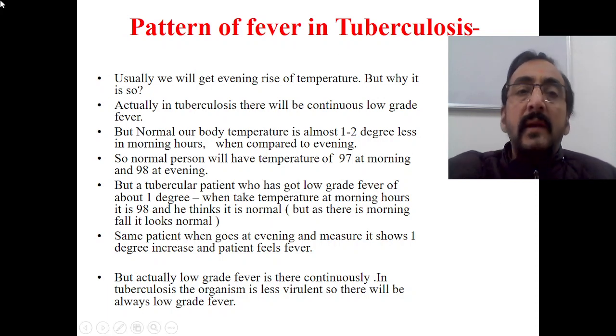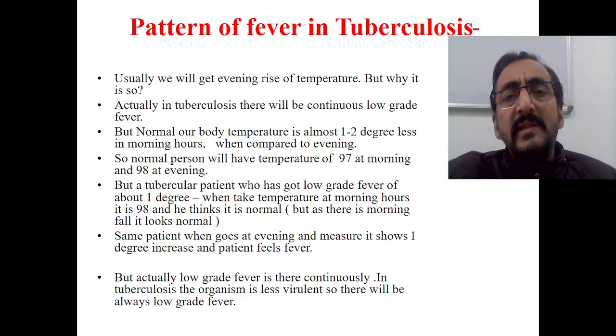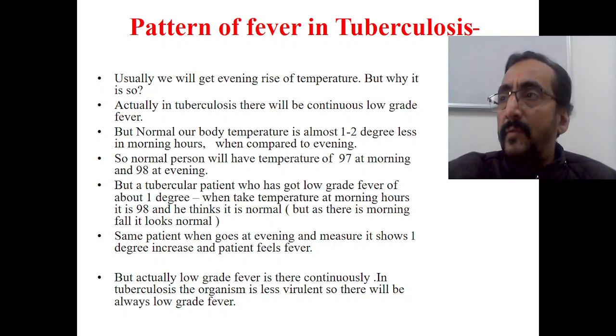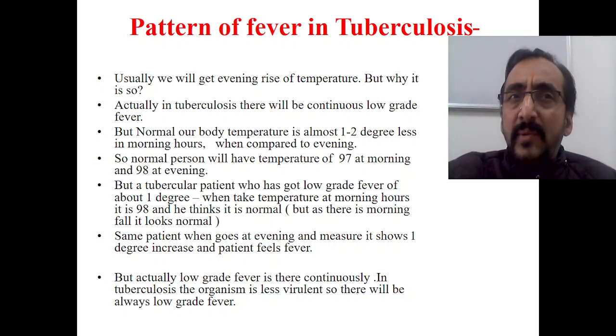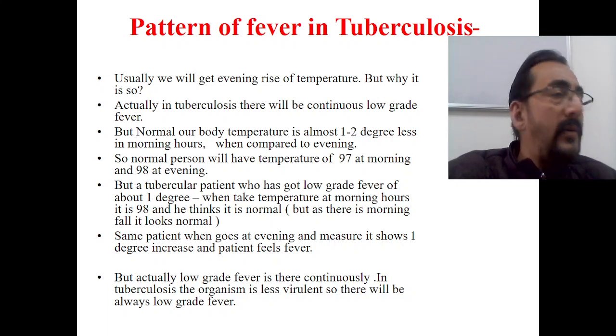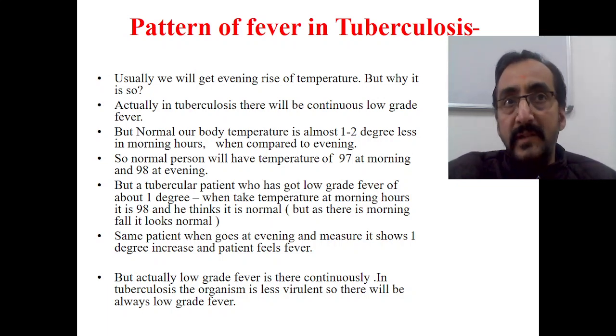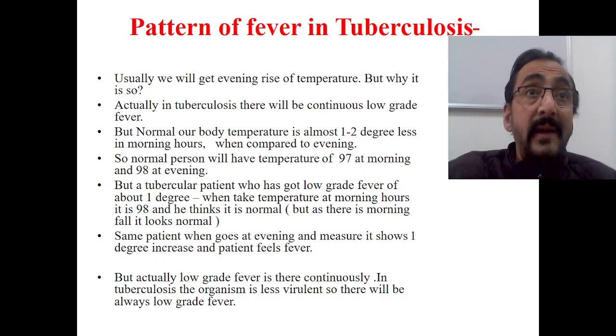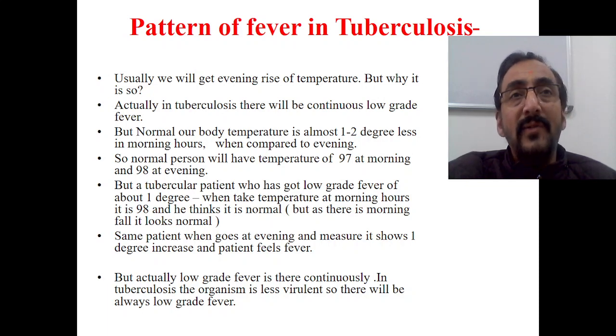Usually we get an evening rise of temperature in tuberculosis, especially in the adult pattern. In children, of course, this pattern will not be seen. In children we have a totally different pattern of tuberculosis fever. It's a continuous unexplained fever existing for more than 10 days, 15 days, etc. So that is always a big suspicion for tuberculosis in children. Whereas in the adult pattern, we usually get an evening rise of temperature. The question comes, why is there an evening rise of temperature in tuberculosis?